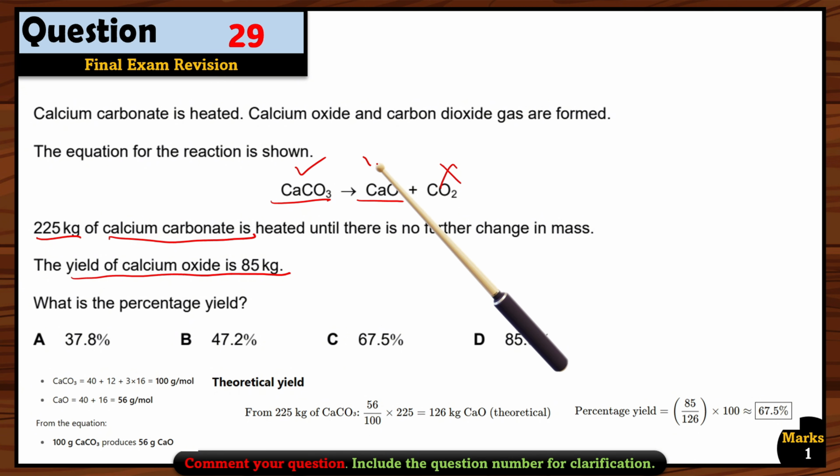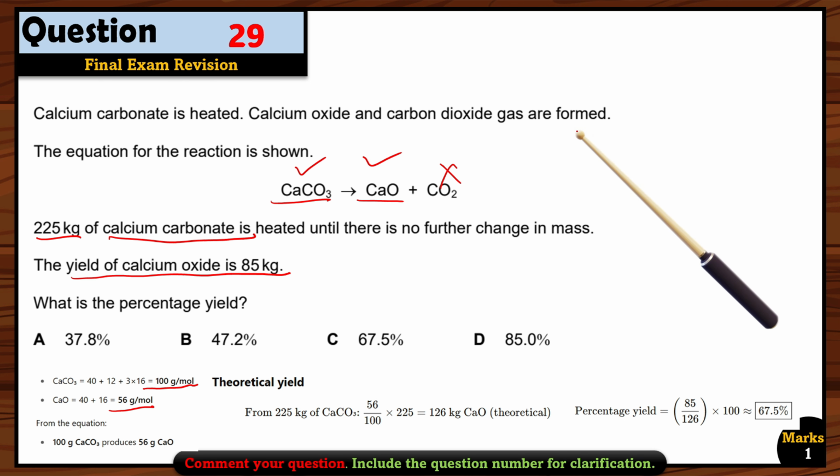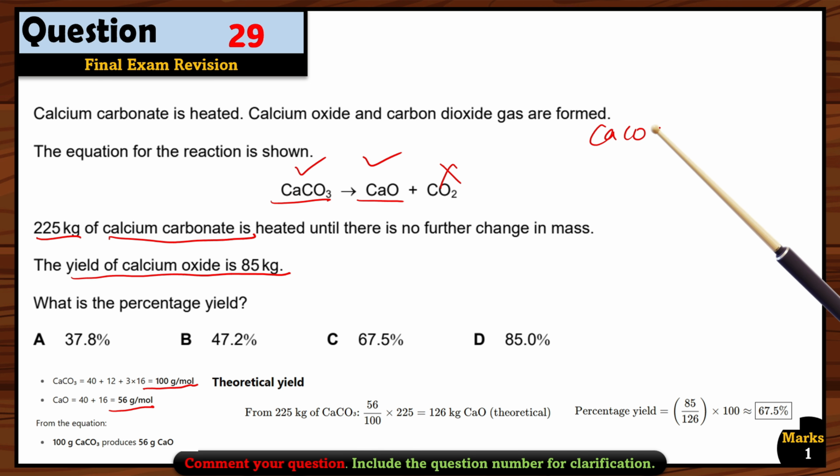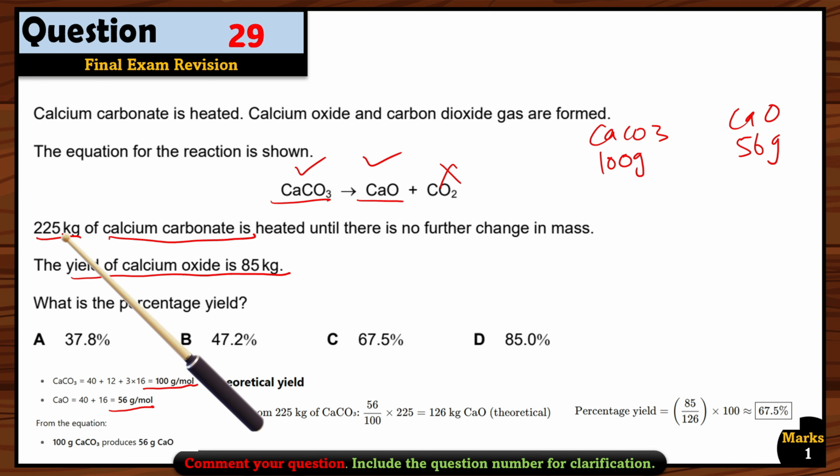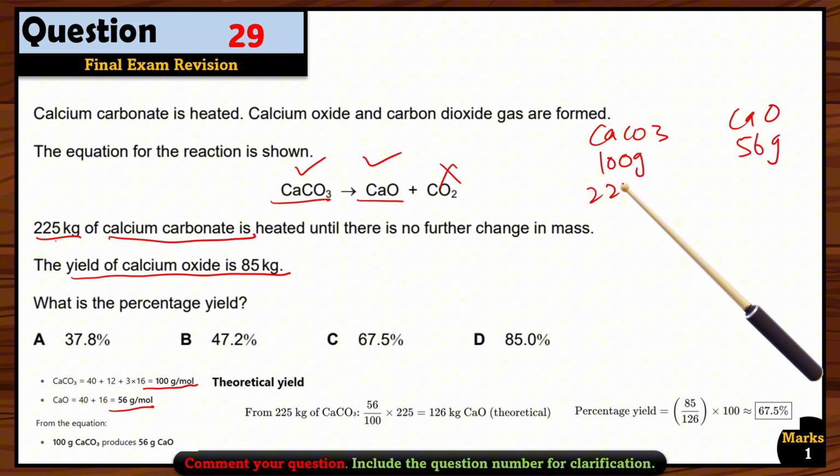Now let's find their molar masses. Calcium carbonate molar mass is 100 gram. Calcium oxide is 56 grams. So calcium carbonate, and then you have to find CaO. Okay, so 100 gram is producing how much? 56 gram, right? So now how much have you burned? 225 kg. 225 kg will give you how much?